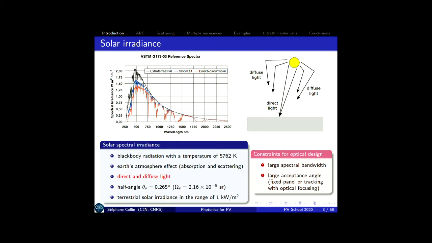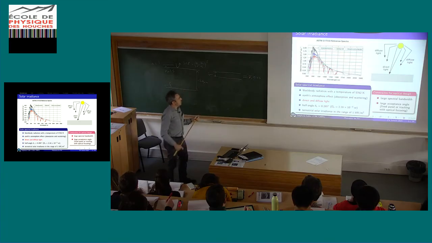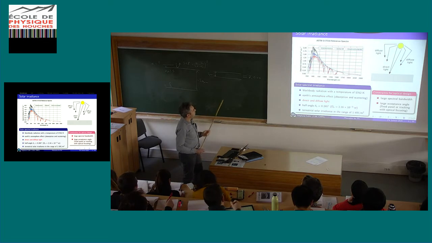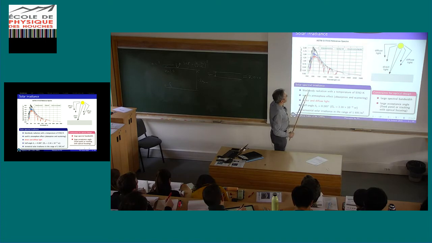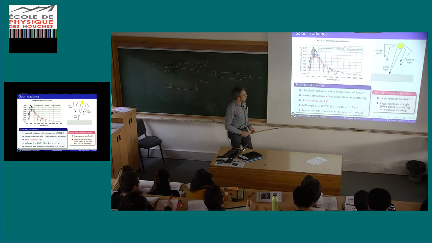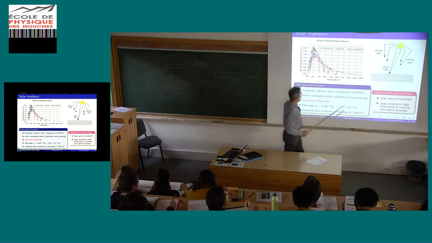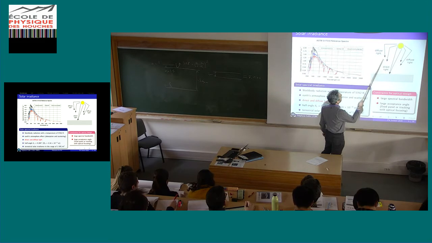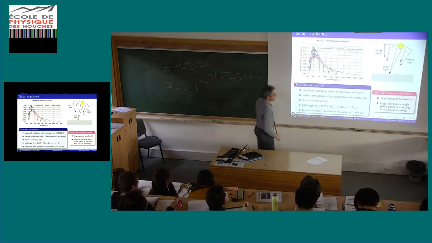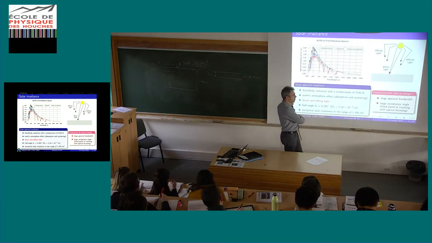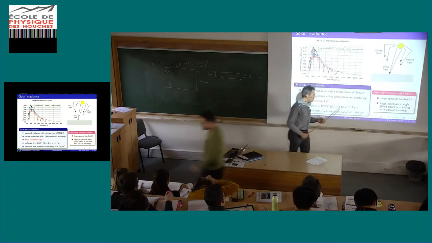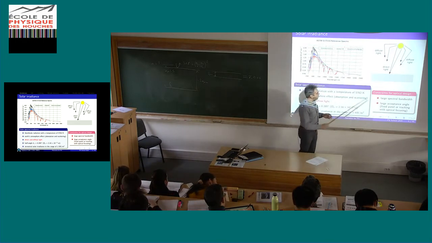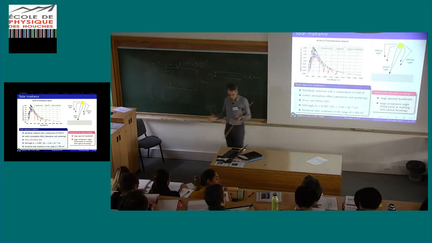I skip this. We've already discussed the solar irradiance spectra that you have here. So I will go quickly through this. The important thing is that in conventional photovoltaics, we have to deal with direct light, but also diffuse light. The sun is moving during the day, so we will need a large acceptance angle. And we have to manage with a large spectral bandwidth.